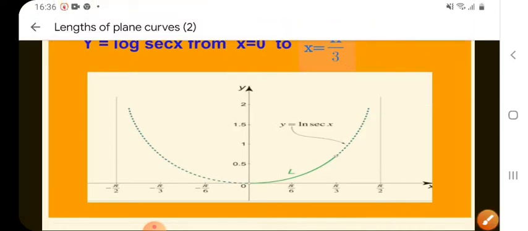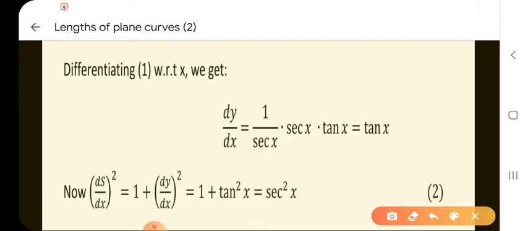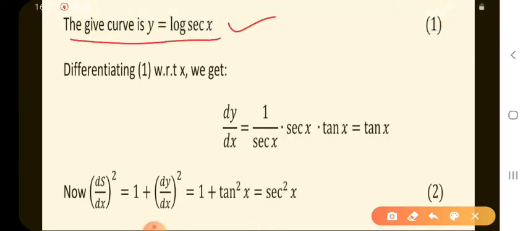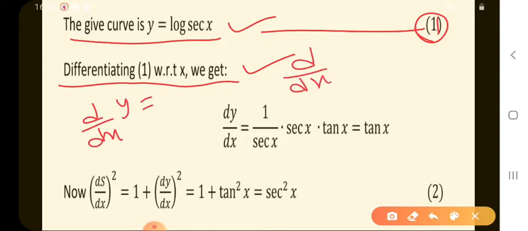So I differentiate y with respect to x. See here, the given curve is y equals log secant x, okay? Say, this is equation number 1. Differentiating 1 with respect to x, I write d by dx of y equals d by dx of log secant x.